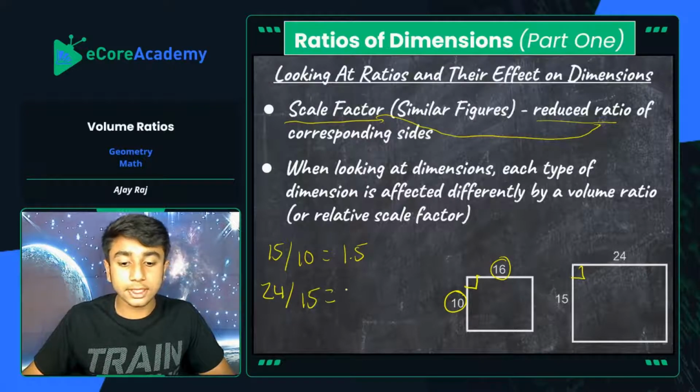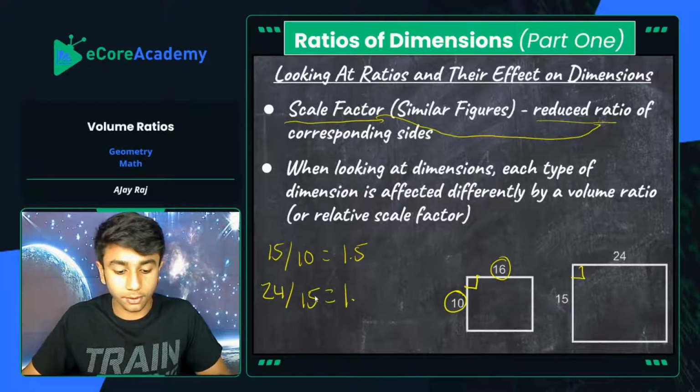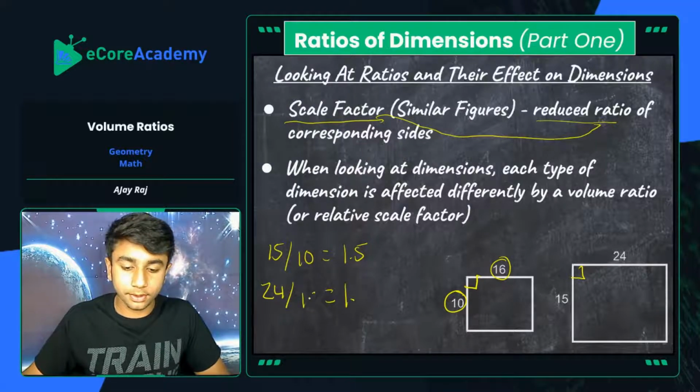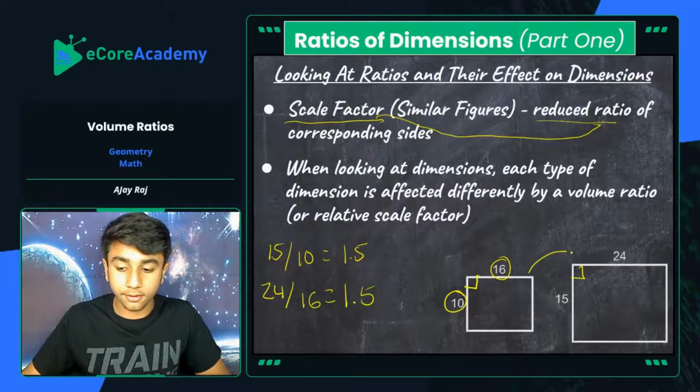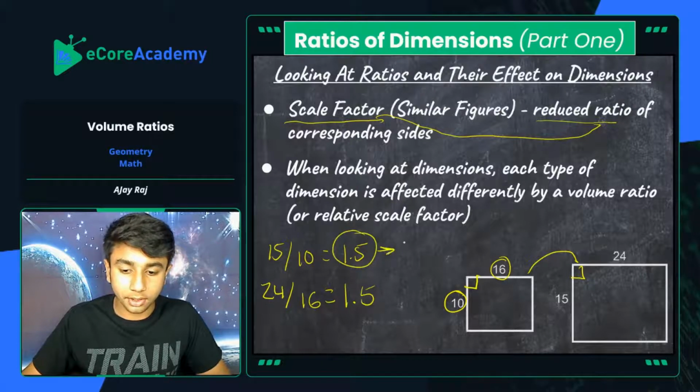As 24 over 16 is also equivalent to 1.5, and therefore we can infer that these two are similar figures and that they have a proportion and scale factor of 1.5. That's how we calculate our scale factor as such when looking at two figures.